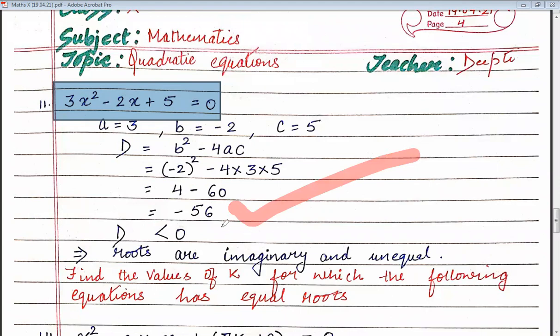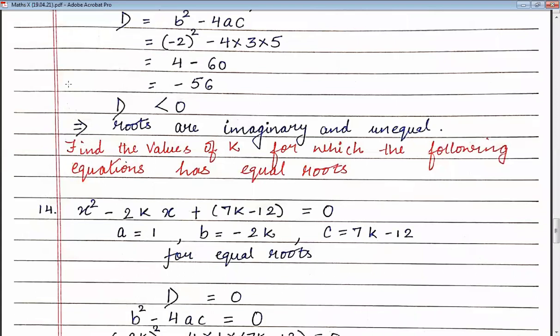As it is less than 0, whenever you have a discriminant less than 0, the roots are imaginary and unequal. So you are having imaginary roots. Okay, children, I guess you are clear with the nature of the roots. Now, children, let us discuss the questions based on the nature of the roots.